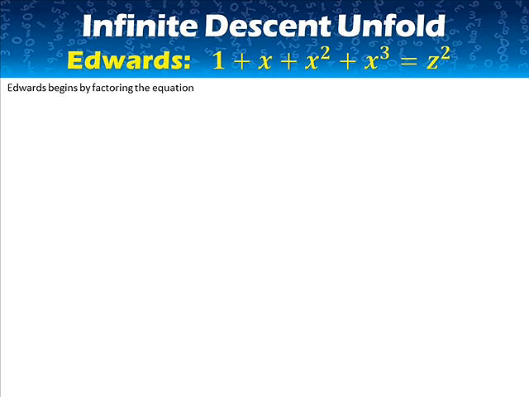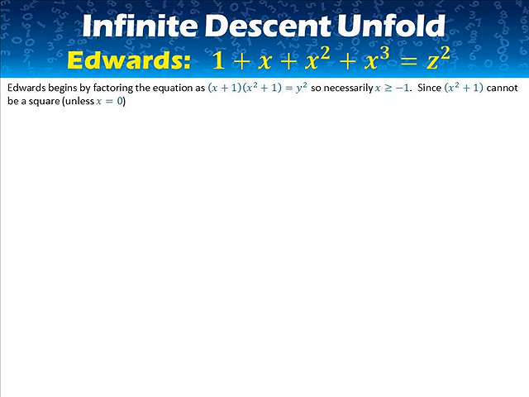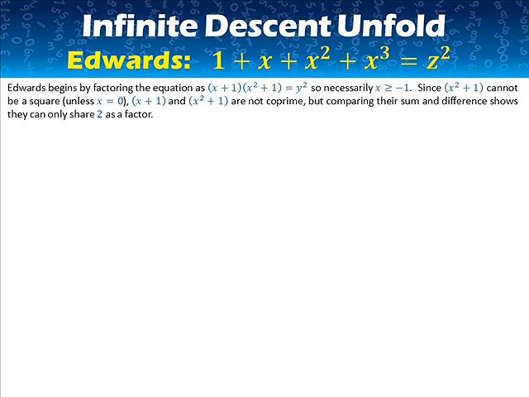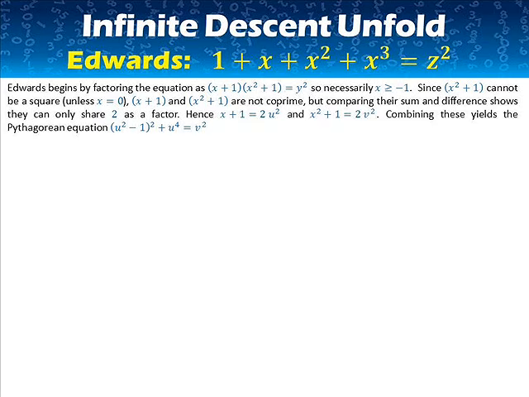Edwards begins by factoring the equation as (x + 1)(x^2 + 1). So necessarily x is equal to or bigger than -1. Since x^2 + 1 cannot be a square unless x equals 0, these two factors are not coprime. But comparing their sum and difference shows they can only share 2 as a factor. Hence, x + 1 equals 2 times a square, and x^2 + 1 also equals 2 times a square.